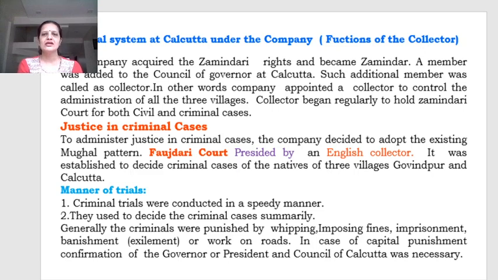Whipping means फटके मारणे किंवा चापकाने मारणे, and banishment means exilment म्हणजे हद्दपार. So in those days death was executed by whipping to death and not by hanging to death. म्हणजे इतकं मारलं जायचं की मरेपर्यंत त्याला मारलं जायचं. So that was the system.